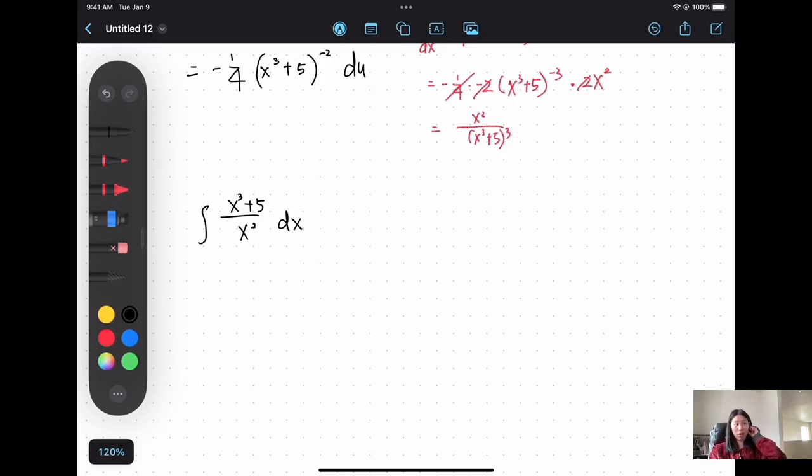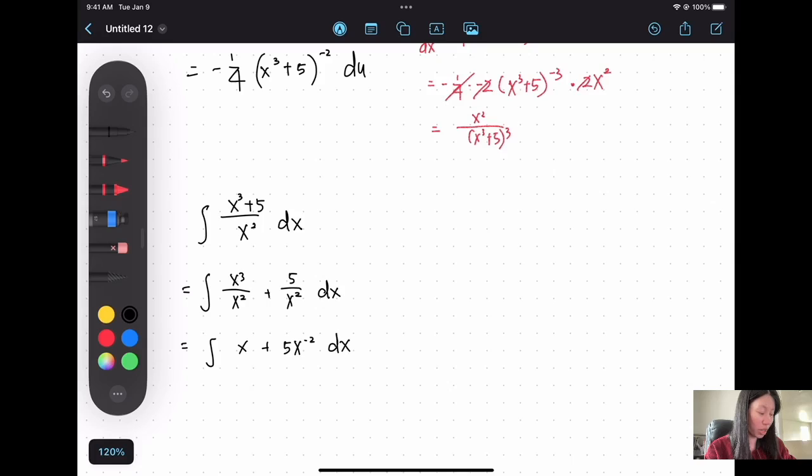Okay, so for the second one, you may try to say, I want to use u-substitution to solve that because we just learned u-substitution. But in fact, we don't need to do that. Just because you learned something doesn't mean you must use it; we can always try the easiest way to solve it. So for this one, we can separate the numerator. So I have x cubed over x squared plus 5 over x squared dx. After I simplify it, I get x plus 5 times x to the negative 2 power dx.